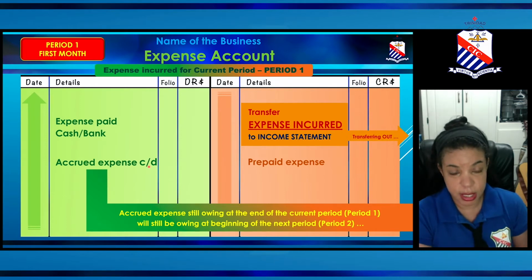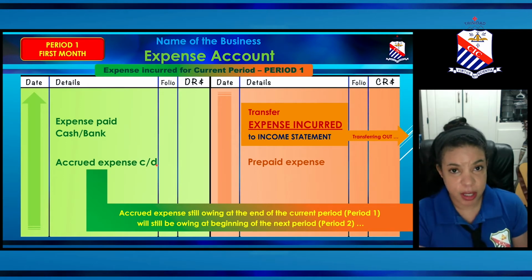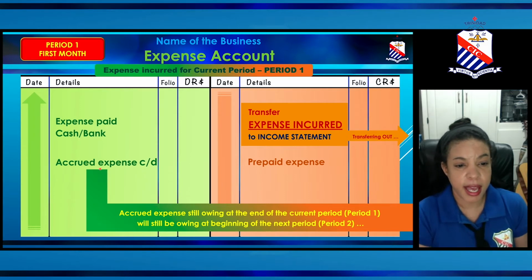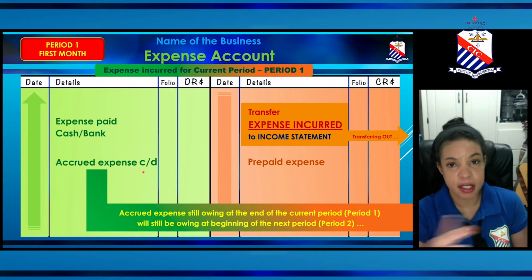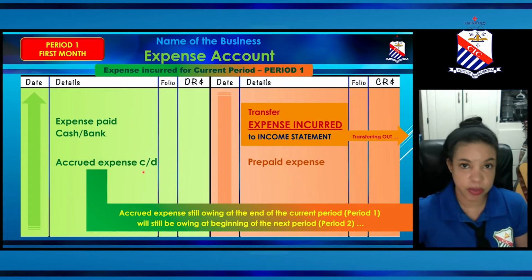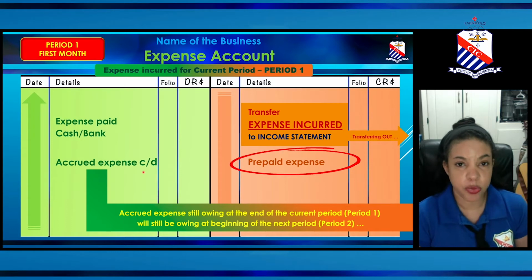We use CD, and we will find out more about why we use CD after. But the carried down figure is the figure for the ending of the period. If you still have any accruals or money or expense still owing at the end of the period, it has to be carried forward to the following period. And it's the same with your prepaid expense.